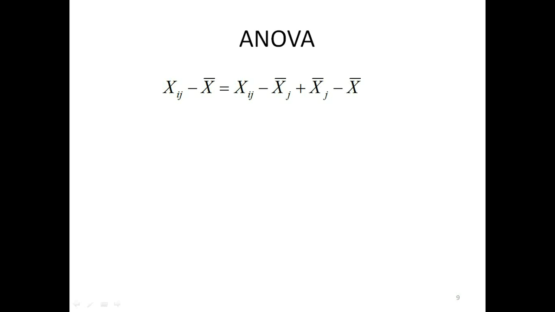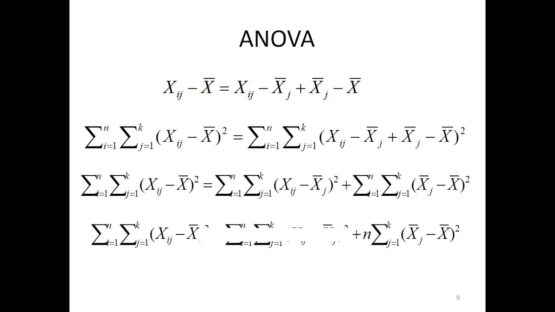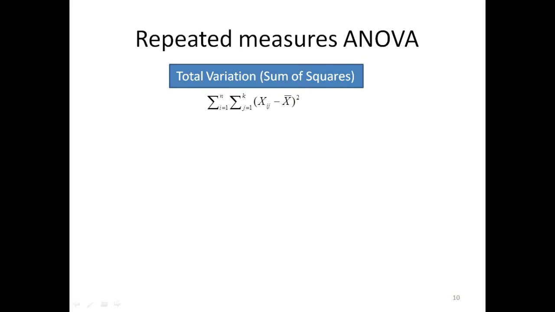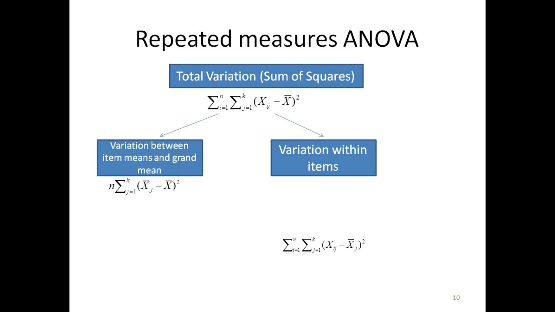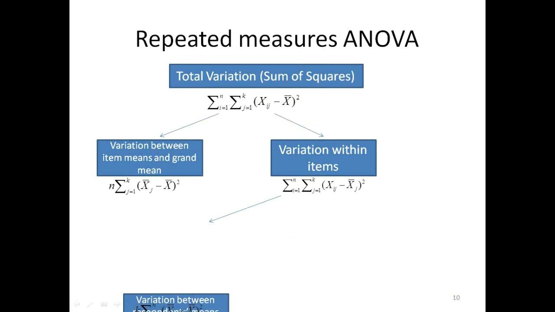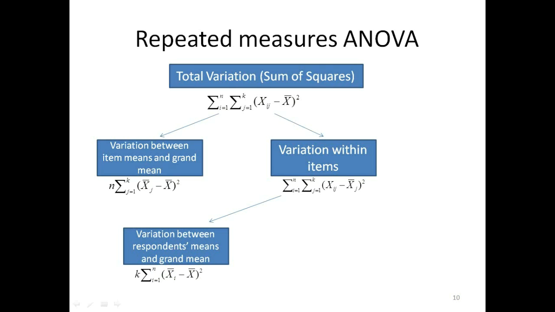The following equations show what happens when we square those differences and sum them up. This slide shows us how total variation, or the total sum of squares, is broken up into different components using repeated measures ANOVA. We follow the route through variation within items and break that down into variation between respondents' means and the grand mean, and variation error.